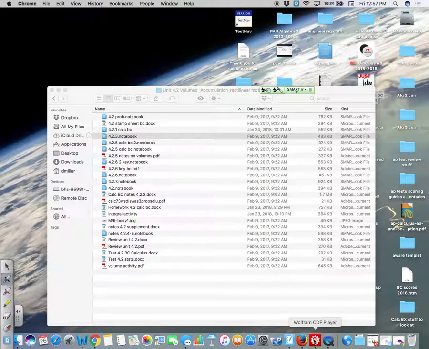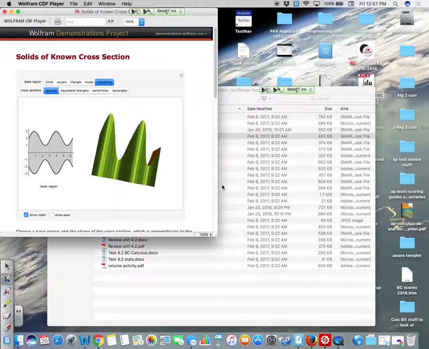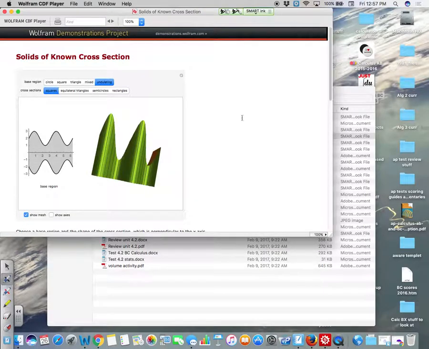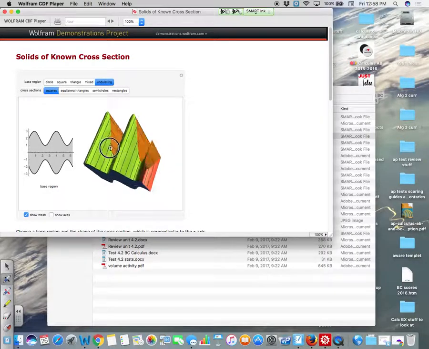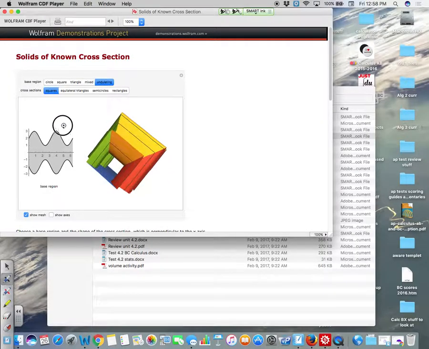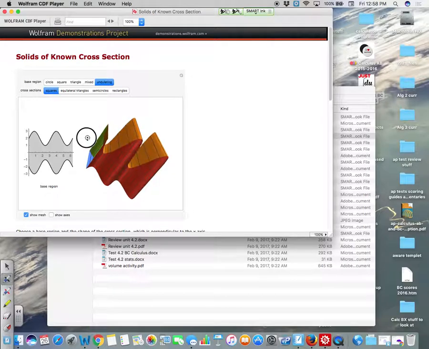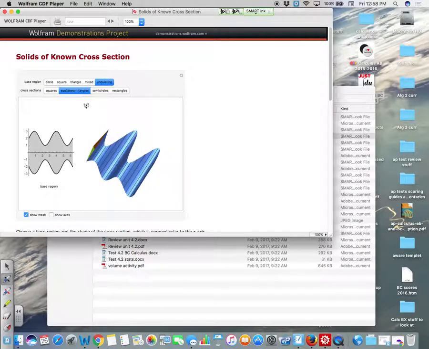I also have, where's Wolfram? I might as well show you this one. This one does kind of the same thing. It's something I downloaded. Here's what looks like a sine and a cosine curve. If the cross-sectional areas, let's see, what did I make them? I made them squares, so if I drag this around, you can see that I'm finding the volume of this funky thing. And you could do equilateral triangles.